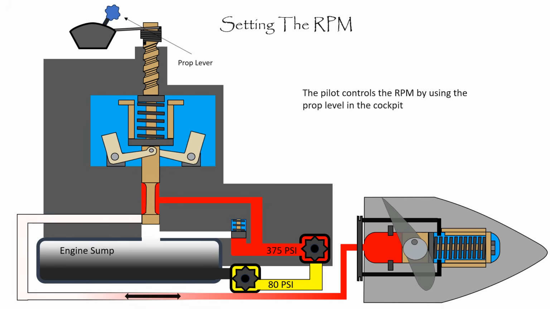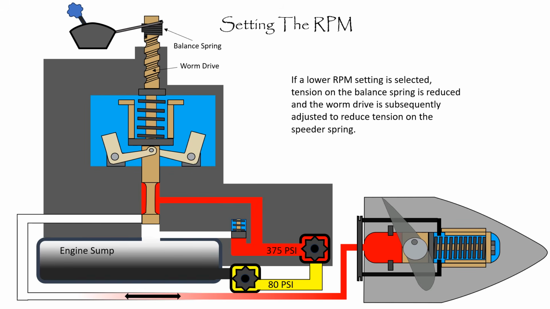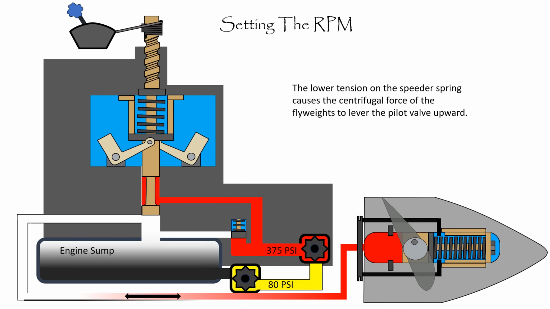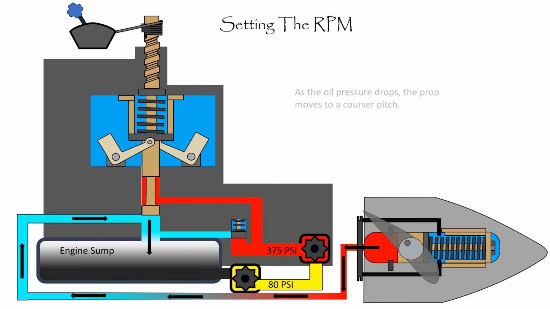The pilot controls the RPM by using the prop lever in the cockpit. If a lower RPM setting is selected, tension on the balance spring is reduced, and the worm drive is subsequently adjusted to reduce tension on the speeder spring. The lower tension on the speeder spring causes the centrifugal force of the flyweights to lever the pilot valve upward. This causes the pressure in the prop hub to be vented back to the engine sump. As the oil pressure drops, the prop moves to a coarser pitch.